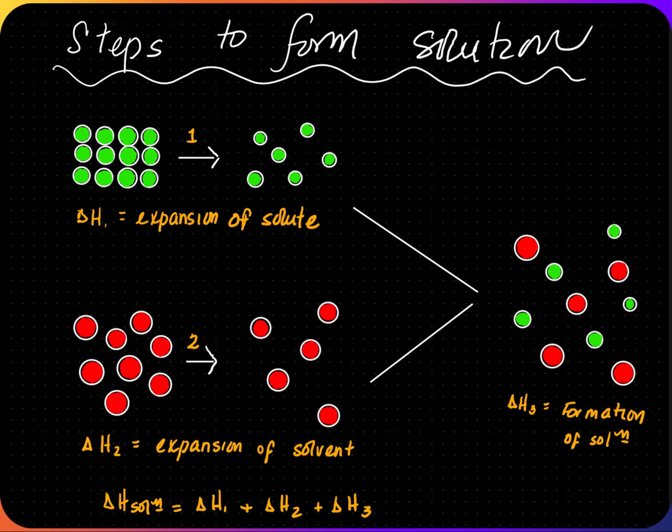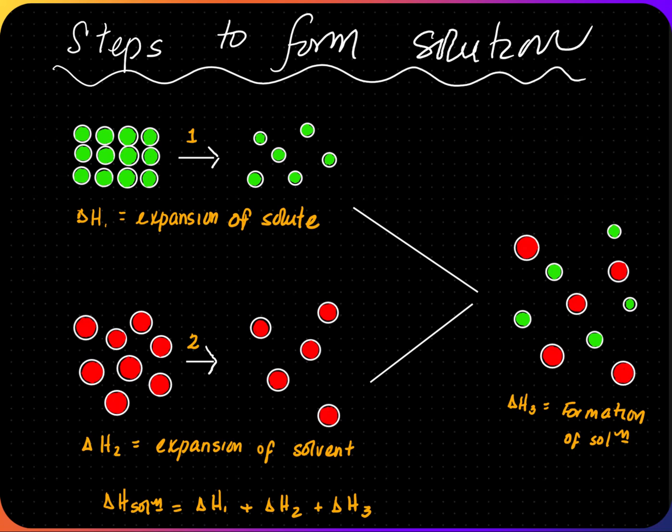Step 2, delta H2, is the expansion of the solvent. Energy is inputted again so that the solvent molecules are further apart, by breaking or weakening the intermolecular forces, so the solute can be surrounded by the solvent. Step 3, or delta H3, is the formation of the solution. The solute is surrounded by the solvent particles.